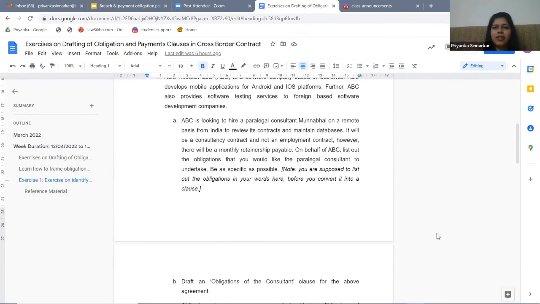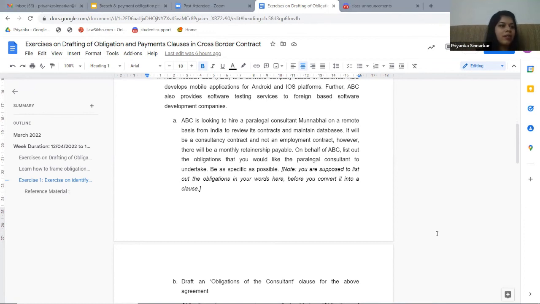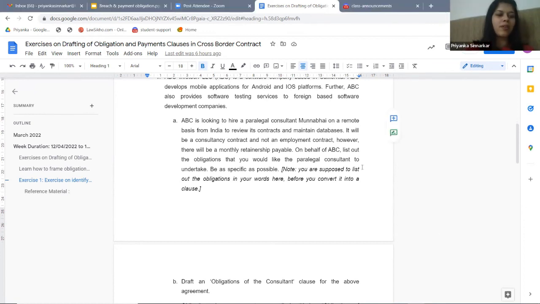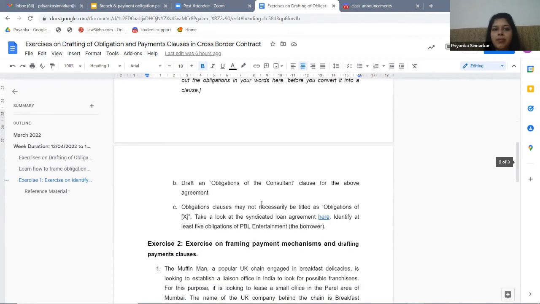Here we have to understand the difference a little bit. It means that he won't be on the payroll of this company and he will have to provide invoices on a monthly basis or any interval that is decided between the parties. On behalf of ABC, you have to list out the obligations that you would like the paralegal consultant to undertake. You can be as specific as possible.